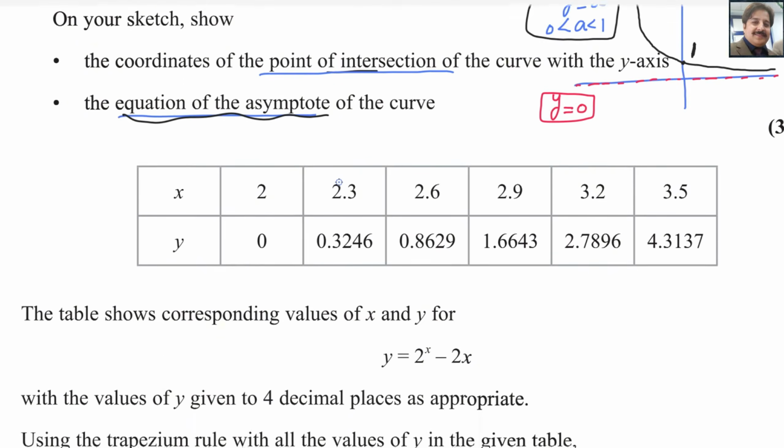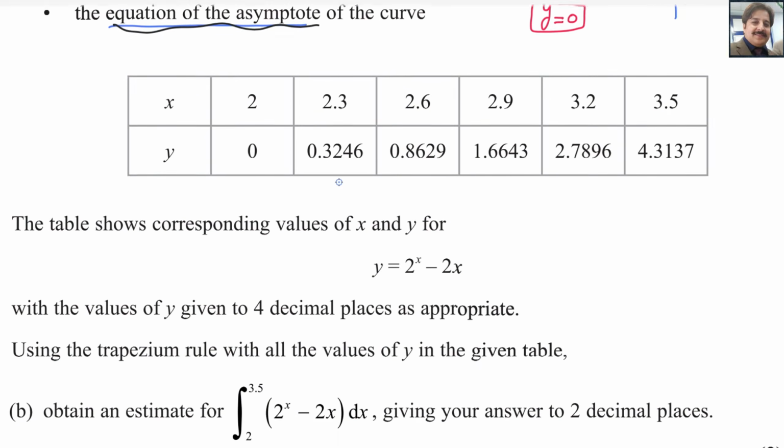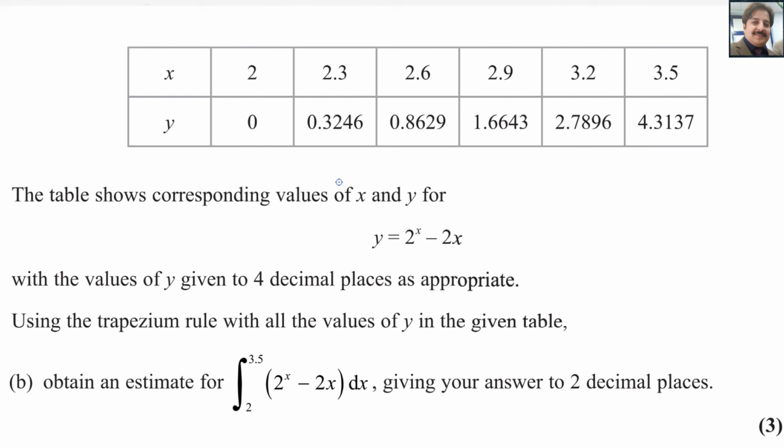For the next part, the table shows the corresponding values of x and y for y equals 2 to the power x minus 2x, with the values of y given to 4 decimal places as appropriate. Use the trapezium rule with all the values of y in the given table. Obtain the estimate for the integral from 2 to 3.5 of 2 to the power x minus 2x dx, giving your answer to 2 decimal places.